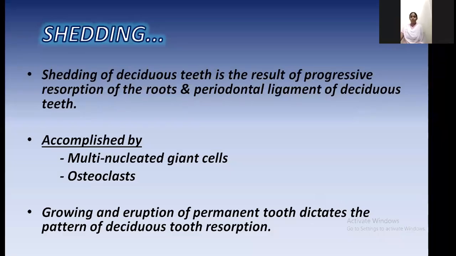What is shedding? Shedding of deciduous teeth is the result of progressive resorption of the roots and the periodontal ligament of deciduous teeth. Now something to note is only the natural exfoliation or fall off of deciduous teeth is called shedding. It is accomplished by multinucleated giant cells and osteoclasts. Growing and eruption of permanent tooth dictates the pattern of deciduous tooth resorption.